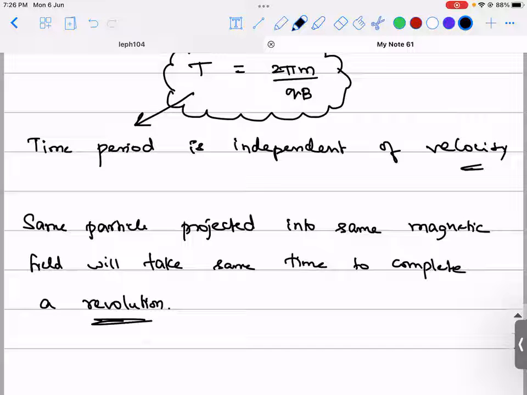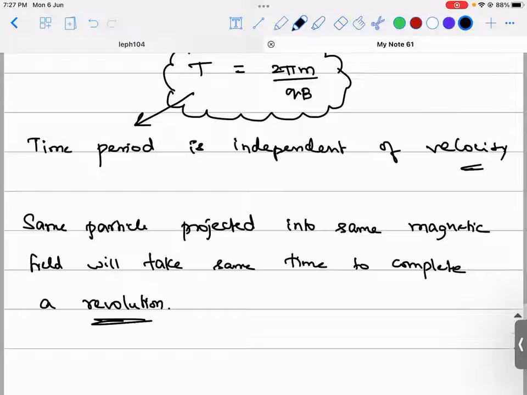So here what will change? If the speed changes, the radius of the path will change, but the time period will be the same. So the radius will be adjusted in such a way that the time period will always remain a constant value. This is all about a particle projected perpendicular to the magnetic field.